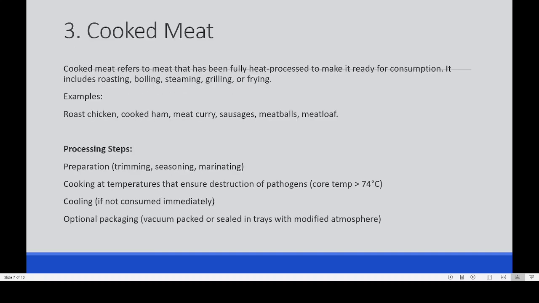And the third one is cooked meat. Cooked meat refers to meat that has been fully heat processed to make it ready for consumption. It includes roasting, boiling, steaming, grilling, and frying. So roasted chicken, cooked ham, meat curry, sausages, meatballs, meatloaf. These are all cooked meat. Maybe if there is any picture available, I will show you.